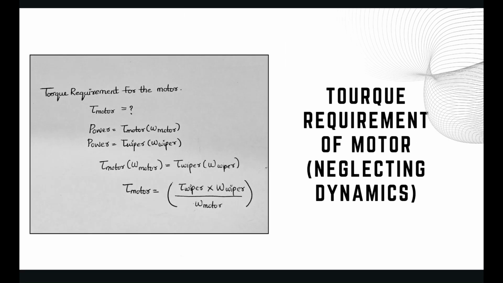Now the torque requirement of the motor, neglecting dynamics. Here we are using the concept of conservation of energy, and we are taking the power output equal to the power input using the conservation of energy theorem. Here power output is nothing but tau motor into omega motor, and power input is tau wiper into omega wiper. Upon equating them both, we will get that tau motor is equal to tau wiper into omega wiper by omega motor. This is the torque requirement of the motor.